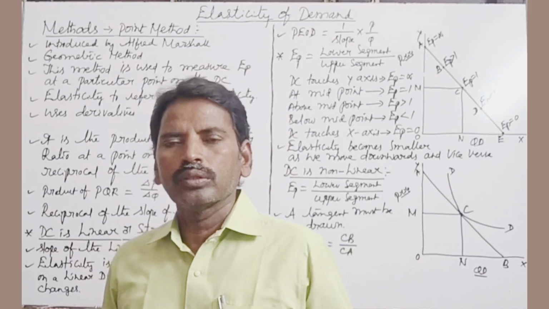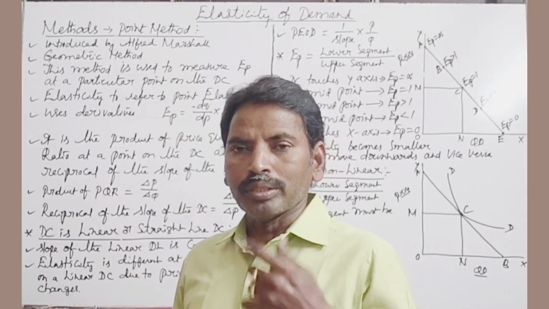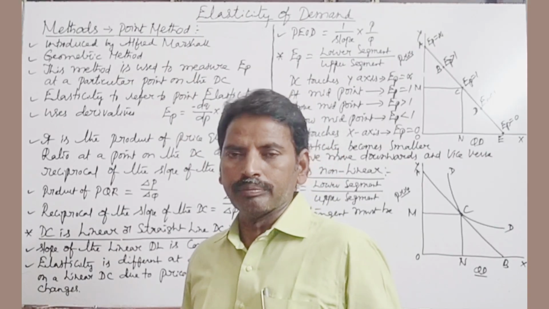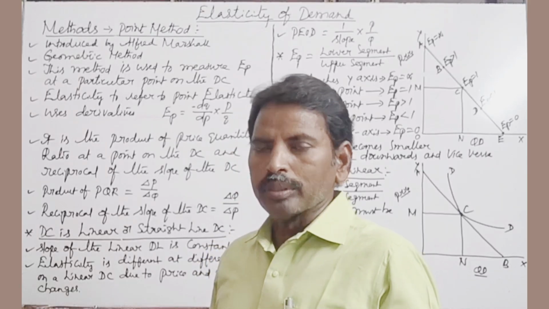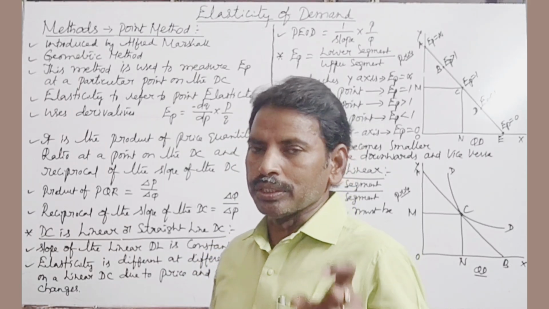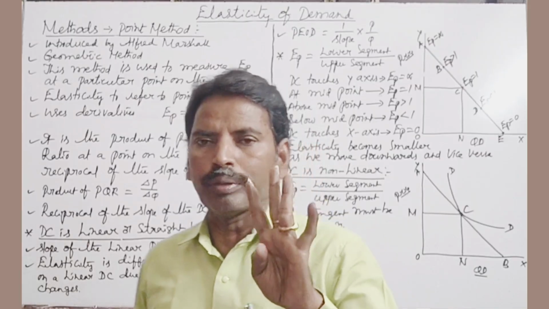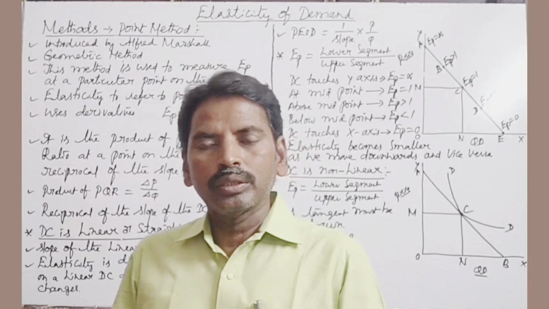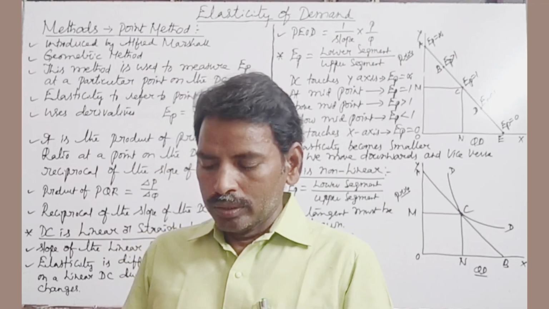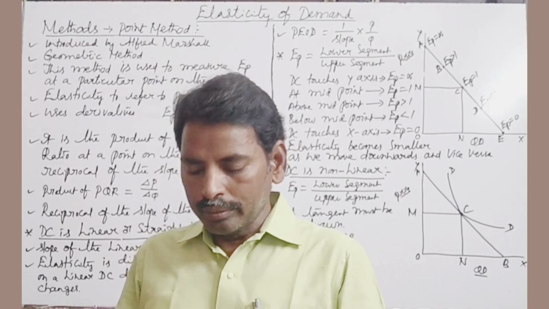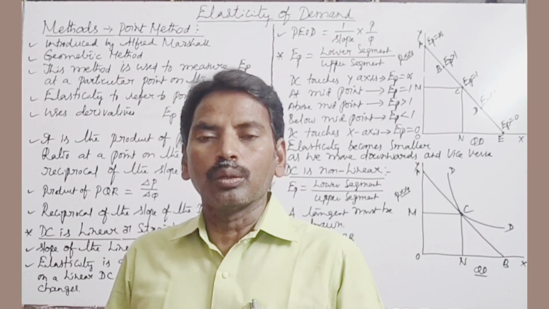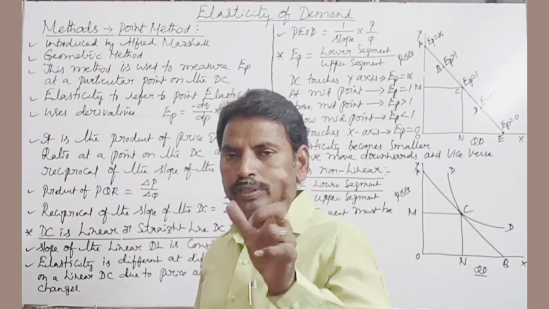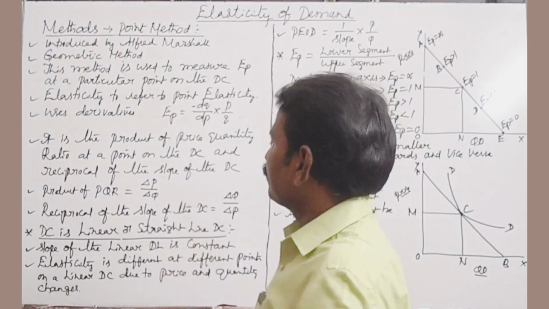In this video, we are going to explain methods of measurements of price elasticity of demand. There are four methods. One is the point method. Second is the proportionate method. Third is the arc method. Fourth is the total outlay method. Now let us examine the first, the point method.